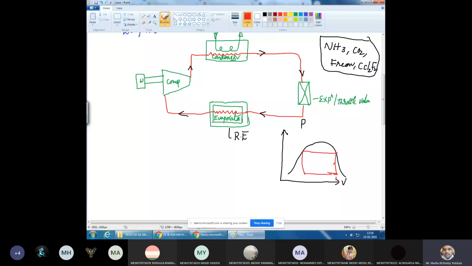Compression, condensation, expansion, evaporation. So this is point 1; 1 to 2 is compression, 2 to 3 condensation, 3 to 4 expansion, 4 to 1 evaporation. And similarly the TS diagram.